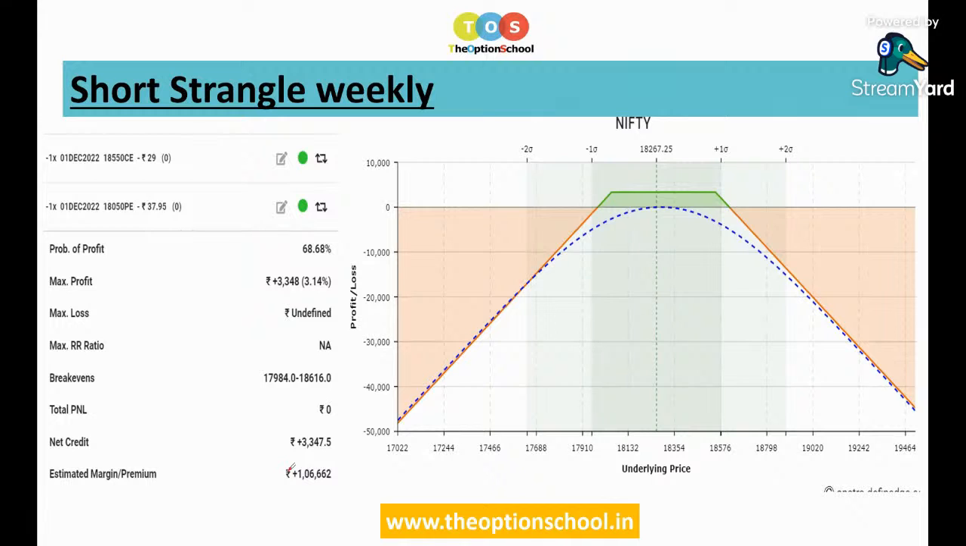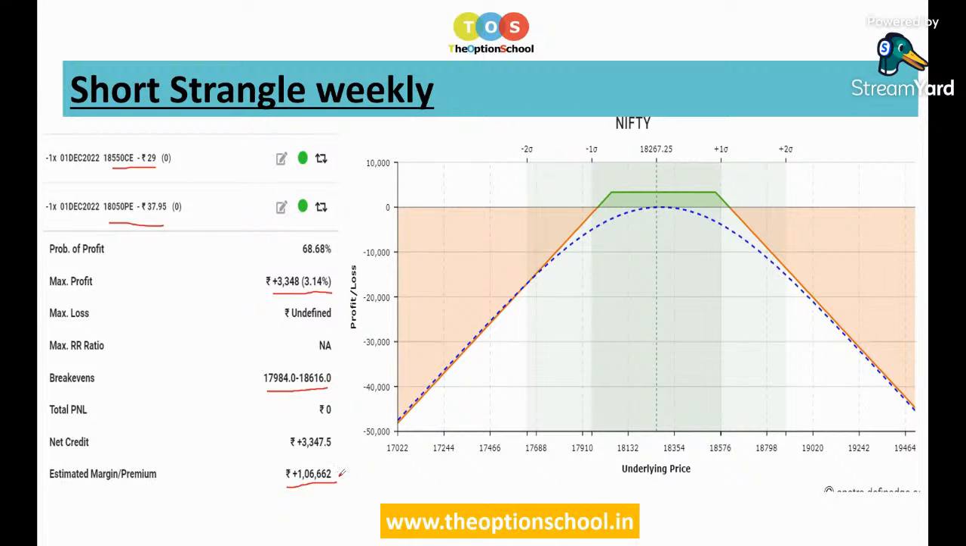Now, here in this slide, we have taken a weekly short strangle. For 1st December, we have sold 18,550 call and 18,050 put. So in total we have received 3348, which is 3% of the margin required. In this case, this trade has a range from 17,984 to 18,616.